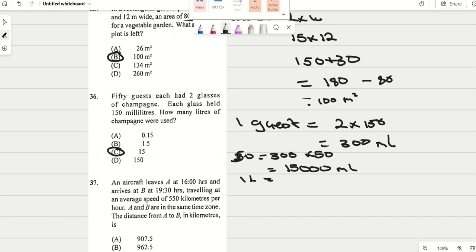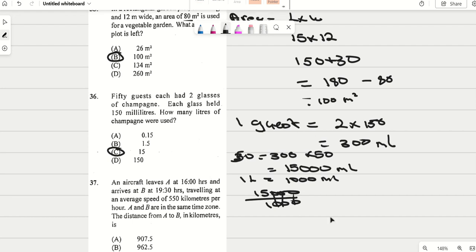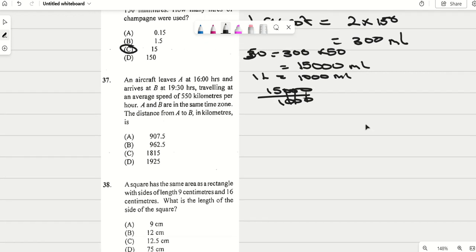1 liter is equal to 1,000 milliliters, right? So we can use our if-then-therefore, or we could just divide. Number of liters would be 15,000 divided by 1,000. You cross this out, you get 15. So it is 15 liters, right? As I said, guys, this question is repeated a lot.